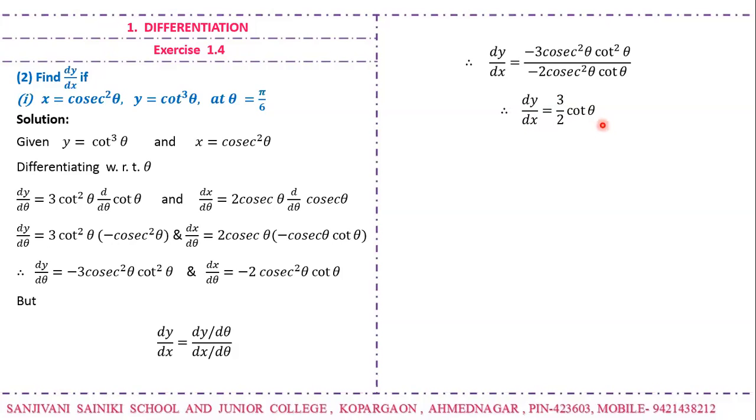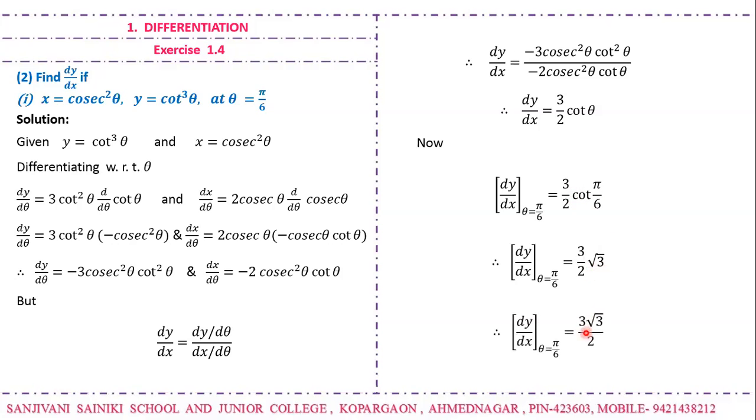But we want to find the derivative at the particular parameter theta is equal to pi by 6. So we will put theta is equal to pi by 6 in this derivative. So 3 by 2 into cot of pi by 6. But we know that cot pi by 6 is root 3. So the derivative is 3 root 3 upon 2.